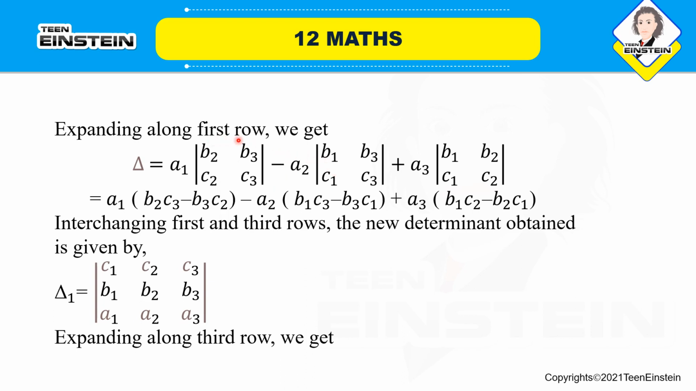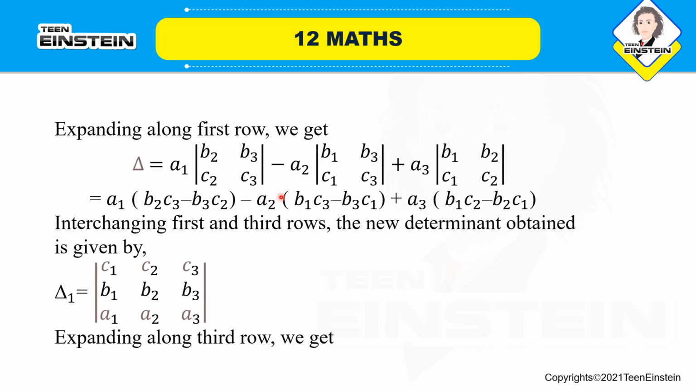We are expanding along the first row. So minus A2, if we delete the row and the column having the element A2, then you will be getting this determinant B1, B3, C1, C3. In the next position, we have the element A3 in the first row. For this position, you have positive sign. And if you delete the row and the column having the element A3, not deleting A3, right? Then you will get B1, B2, C1, C2. Now simplify this. What are we getting? B2 C3 minus B3 C2.